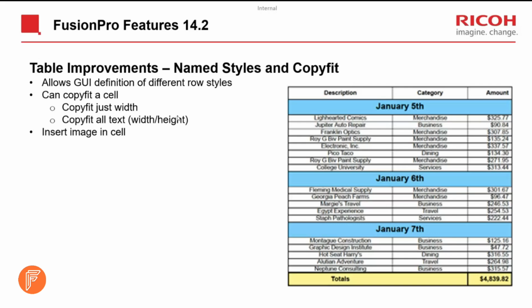Also, we can do copy fitting inside of a table now. And I can say for a given cell, don't break the cell, and change the text, shrink it to fit or expand it to grow, so that it doesn't wrap to another cell, for example.